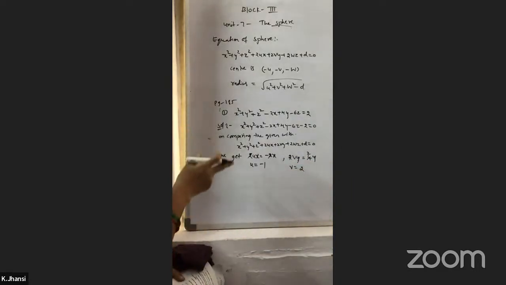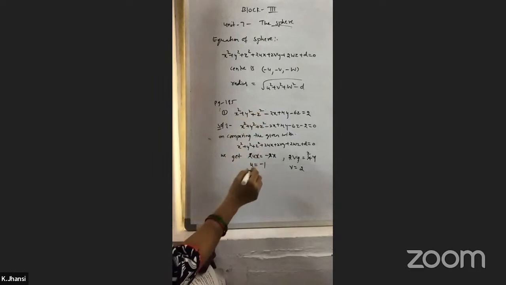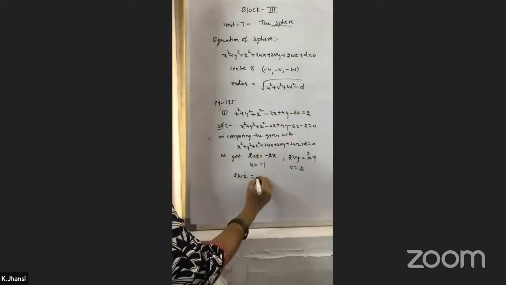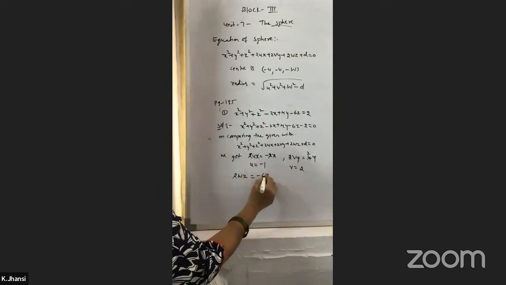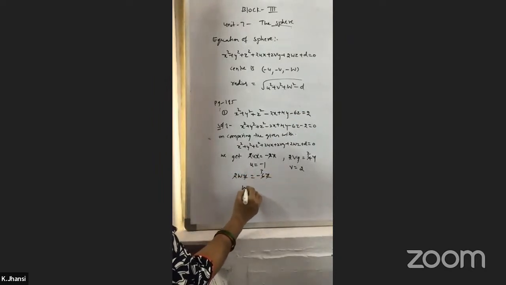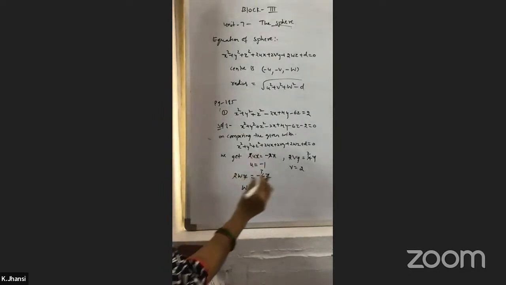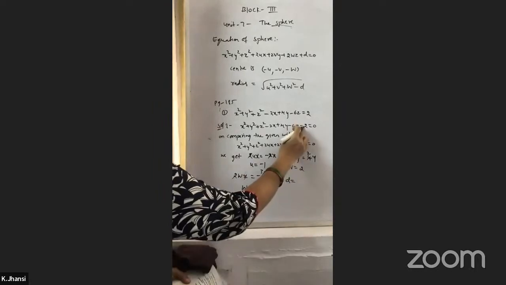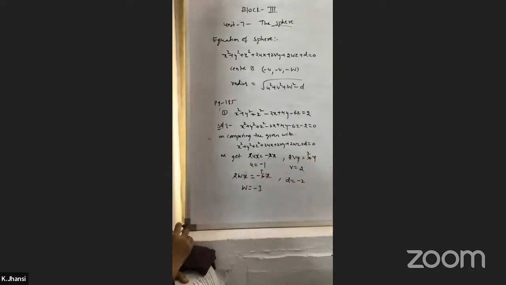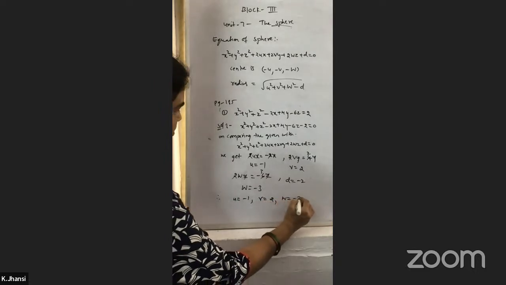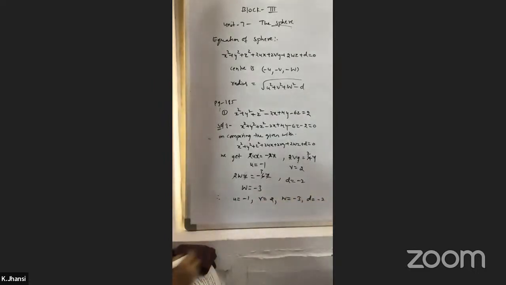Directly also we can write, but for your understanding I am telling it like this. Next, 2wz. What is the z value here? The z term is minus 6z, so 2 times minus 3, and the z gets cancelled, which means w is equal to minus 3. So we got u, v, w. And what is the d value? The constant term is plus d, and we have minus 2. Therefore, u is equal to minus 1, v is equal to 2, w is equal to minus 3, and d is equal to minus 2.